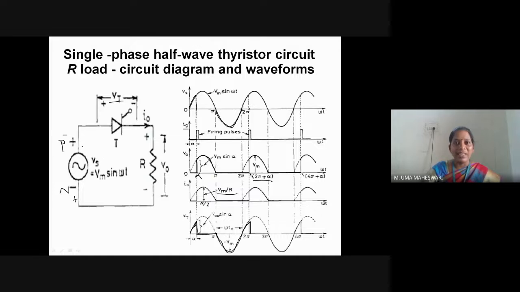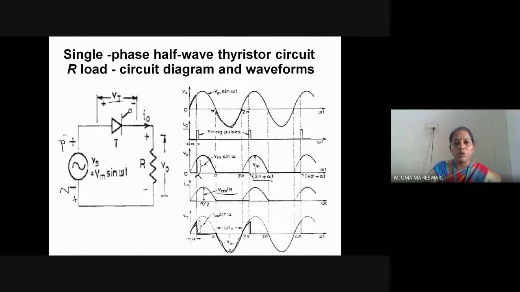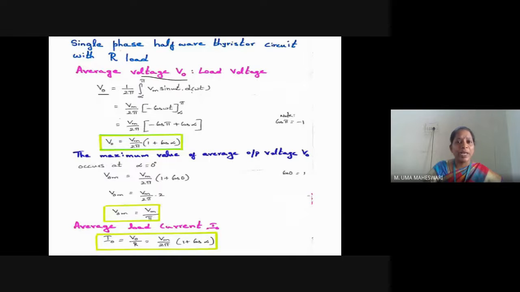So this is about the single phase half wave rectifier circuit diagram and the waveform explanation. Now we will go to the average output voltage. V output is equal to 1 by 2 pi integral of alpha to pi of Vm sine omega t d omega t. What is 1 by 2 pi? It is 1 by base period. The base period is 2 pi. After 2 pi, the repetition of the waveform takes place. And you can see the output voltage waveform, from alpha to pi, it is Vm sine omega t. So we are integrating from alpha to pi of Vm sine omega t d omega t.